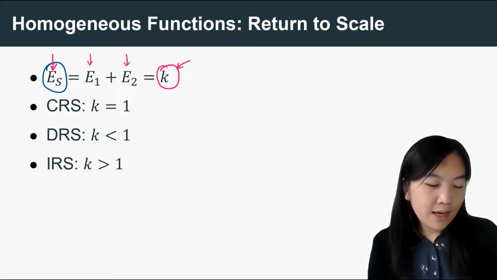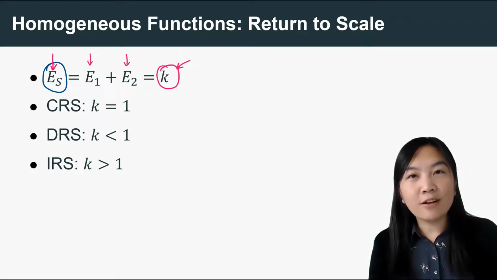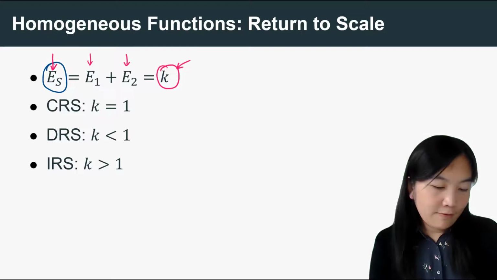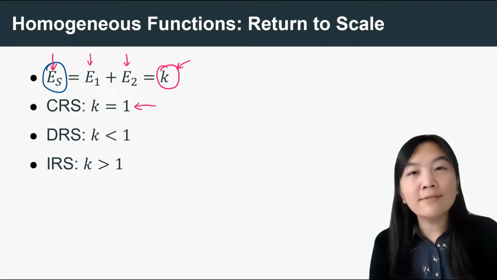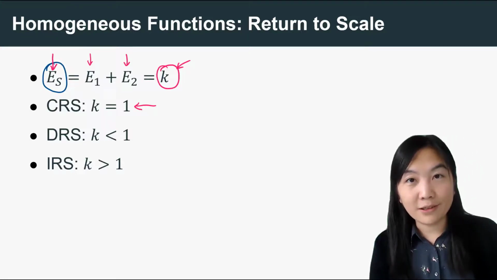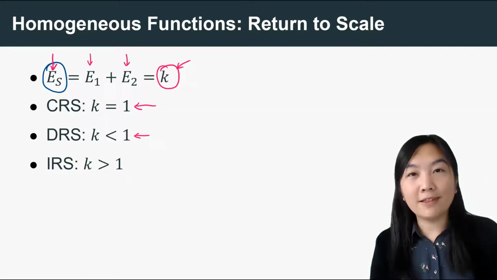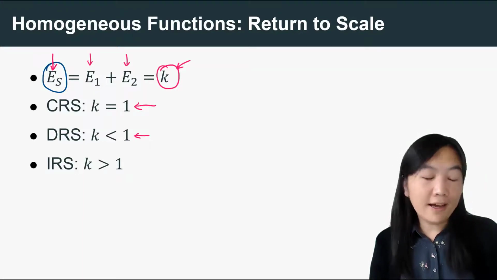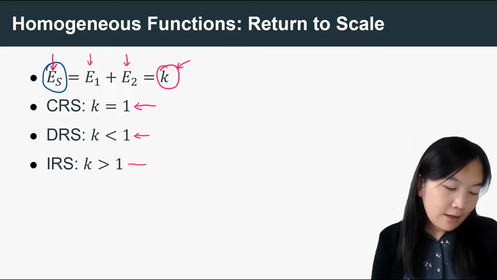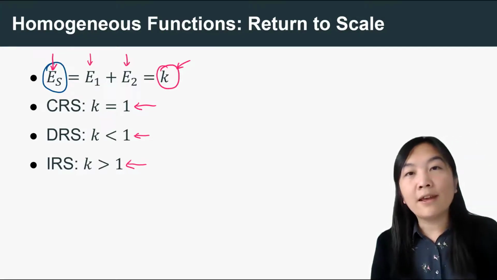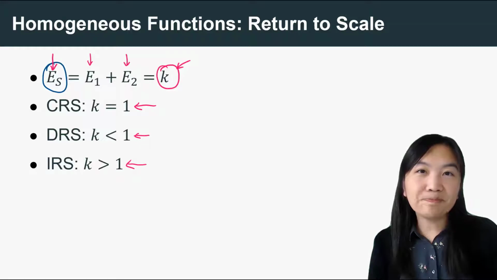And from this k, you can further tell the returns to scale. If k is equal to 1, then we have constant returns to scale. If k is smaller than 1, we have decreasing returns to scale. And if k is greater than 1, then we have increasing returns to scale.